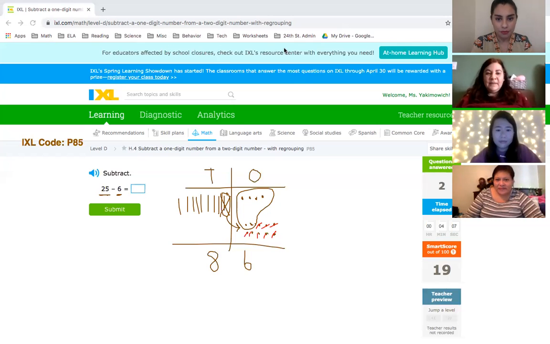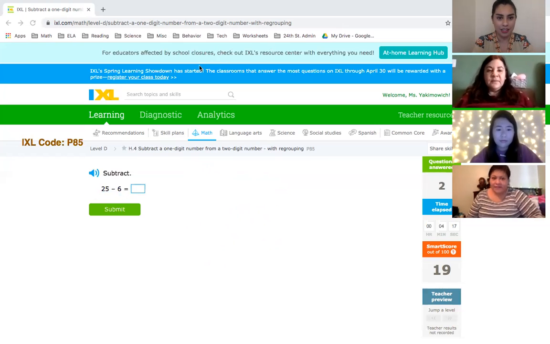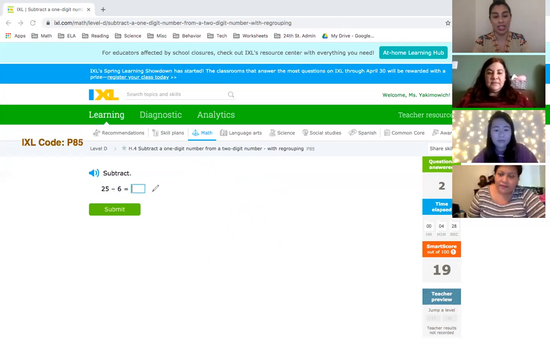Okay. Let's try one more, and I'm going to have another teacher revoice what we did. Ms. Rosales, would you mind revoicing? Is this the new problem? Yes. So now we have 25 minus 6. So what's the first thing we do when we are subtracting using the tens and ones strategy?